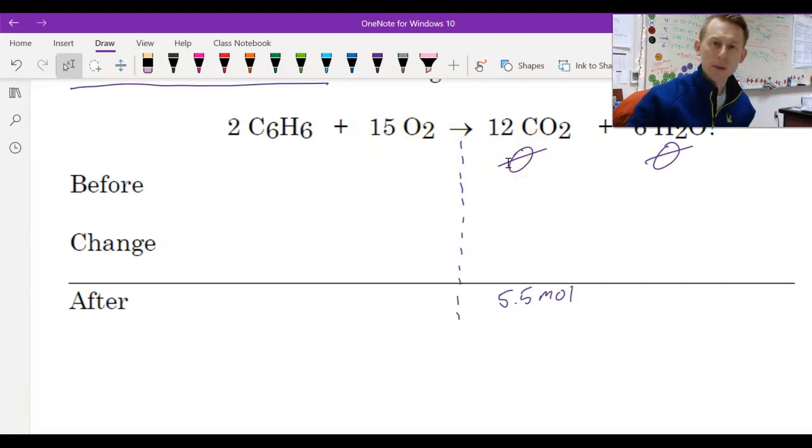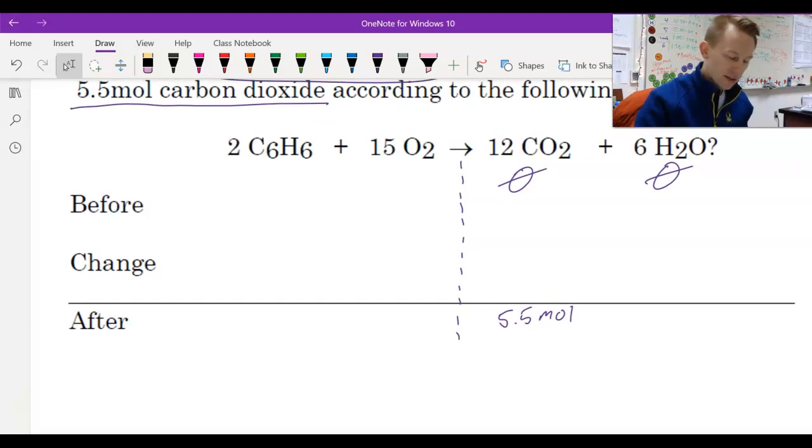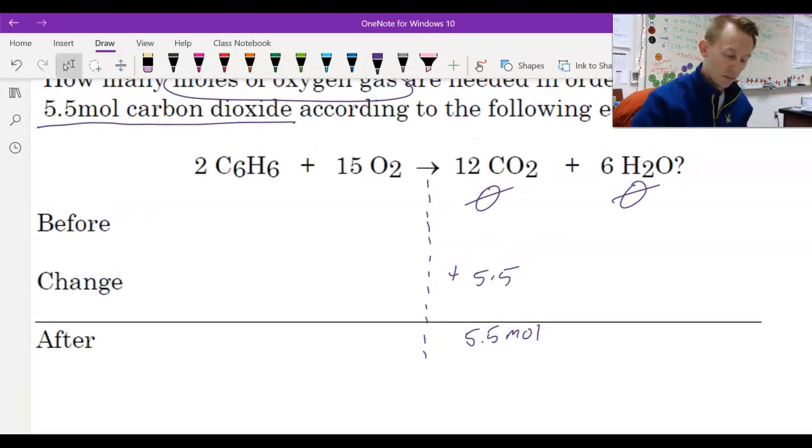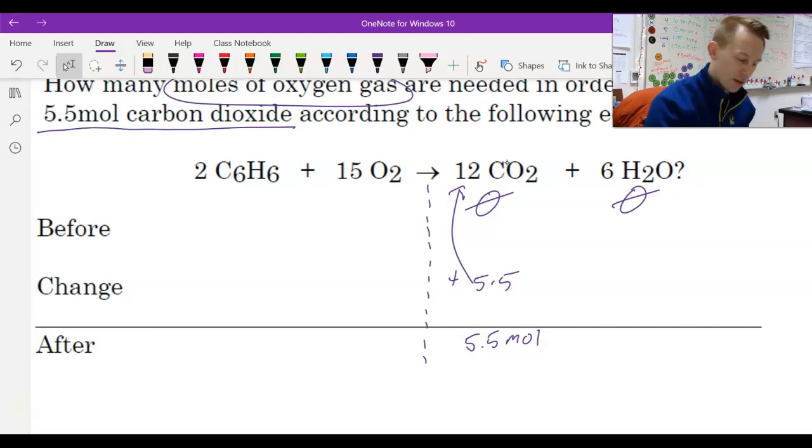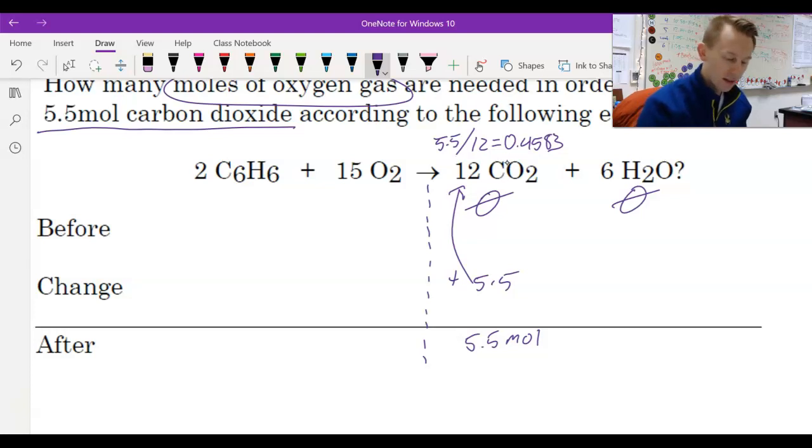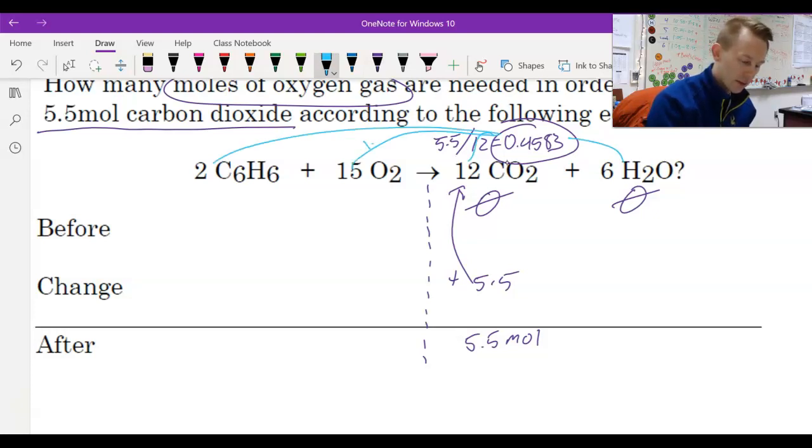So this one we're going to have to work backwards for just a little bit, but the process is still the same. We can start here, and we know that this has to be plus 5.5, because 0 plus 5.5 gets me 5.5. Now, we're going to do the same thing as before. We're going to take this and divide it by 12, divide it by its coefficient. So 5.5 divided by 12 gets me 0.4583. It's not a very nice number, but that happens a lot. This is the number we're going to use to multiply by each of the coefficients.